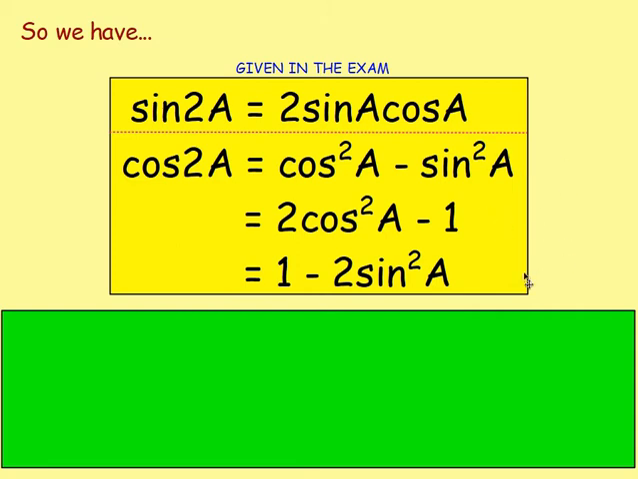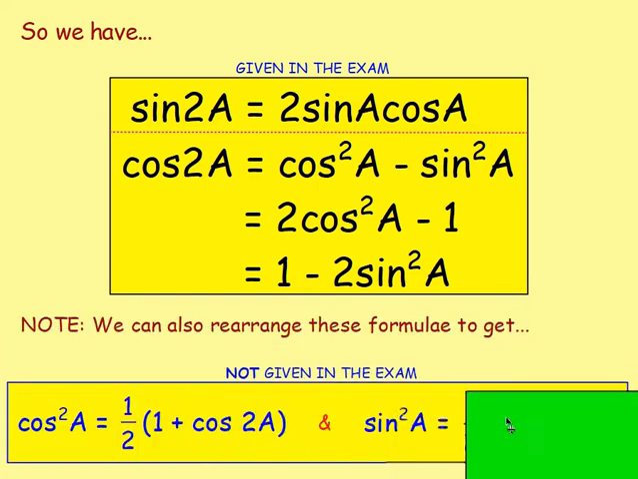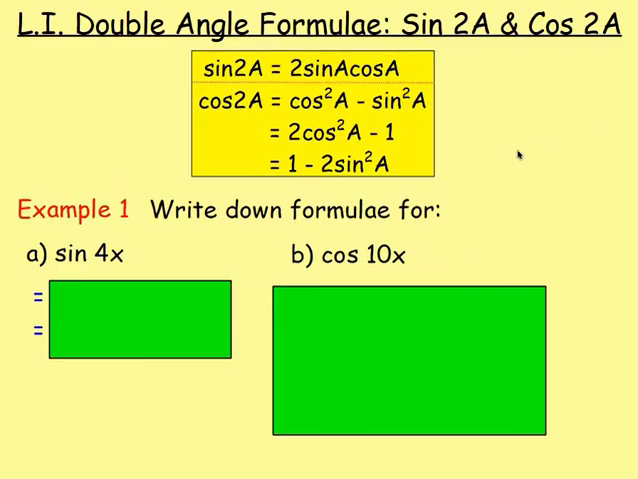I'll show you some questions in just a second, but if you're super geeky, just like Liam, what you want to do is you maybe want to go a bit further and rearrange some of these equations to get cos squared x or sin squared x or A. But you don't have to. These are not given in the exam, but these ones are, these four just at the top. Let's look at some of the questions then.